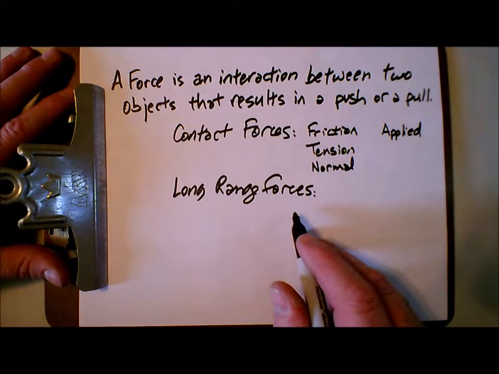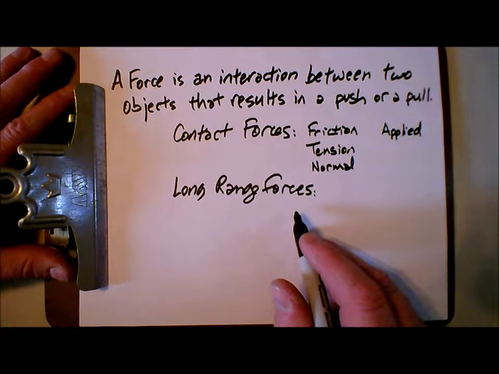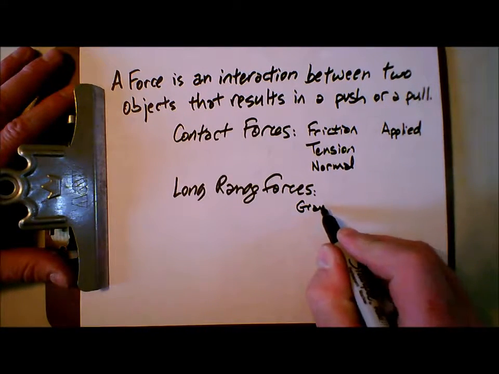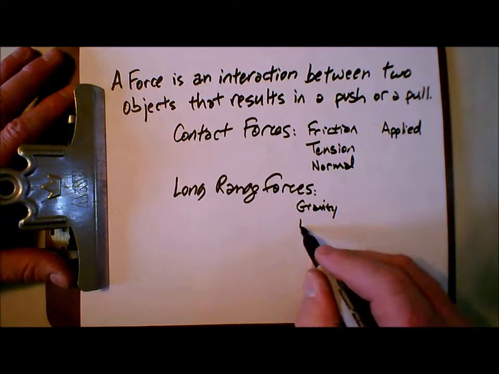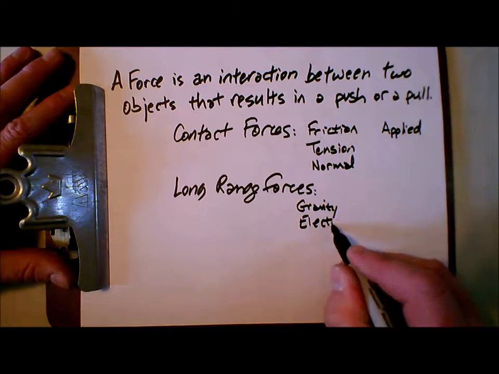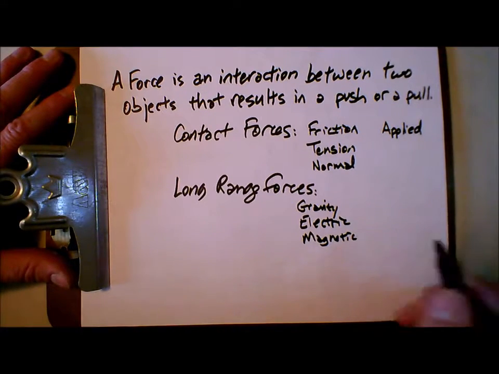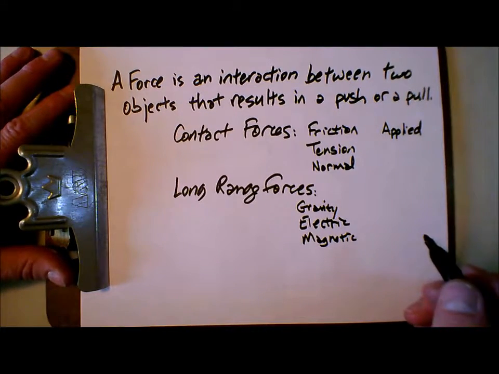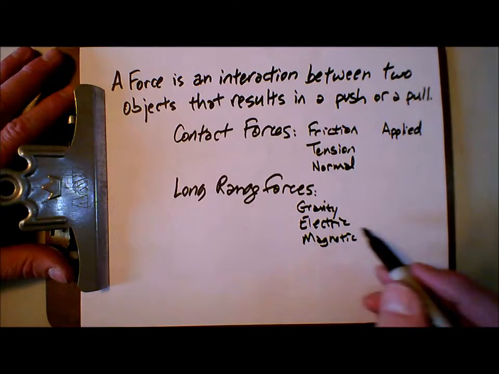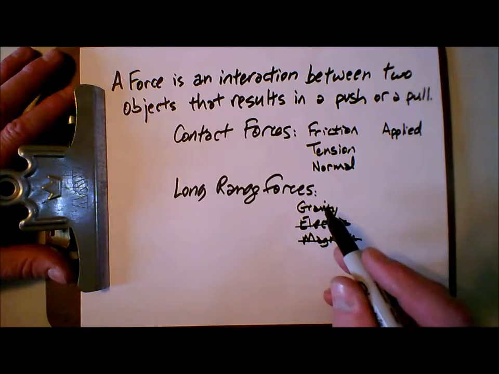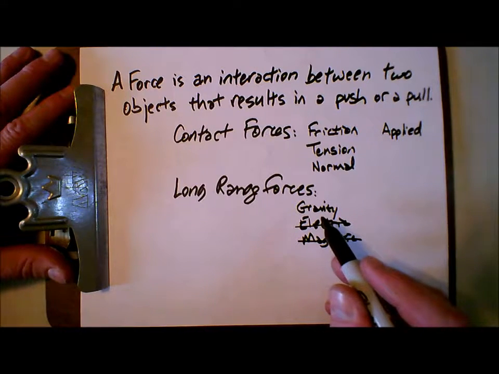For long-range forces, the two objects that interact do not need to be touching. So we can think of some forces where touching is not required. This involves things like gravity, electric forces, and magnetic forces. For the purpose of this class, we're not going to worry about electric or magnetic forces. So for our purposes, gravity is going to be the only long-range force that we deal with.